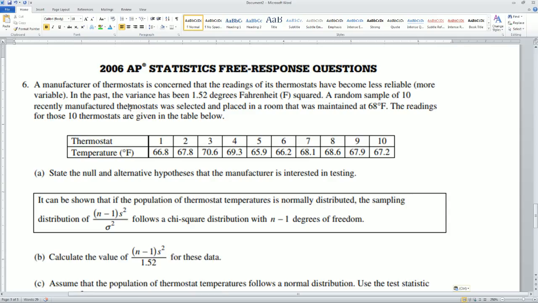A manufacturer of thermostats is concerned that the readings of its thermostats have become less reliable. In the past, the variance has been 1.52 degrees Fahrenheit squared. A random sample of 10 recently manufactured thermostats was selected and placed in a room that was maintained at 68 degrees Fahrenheit. The readings for those 10 thermostats are given in the table below.